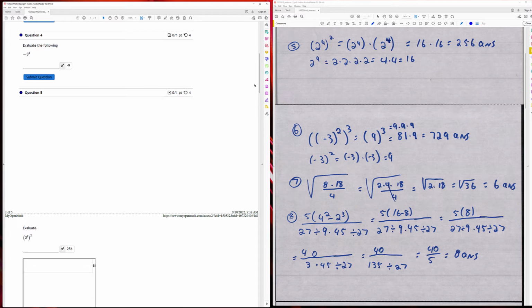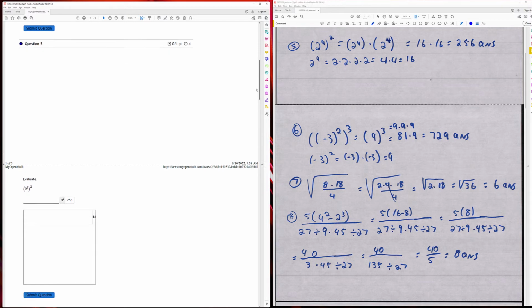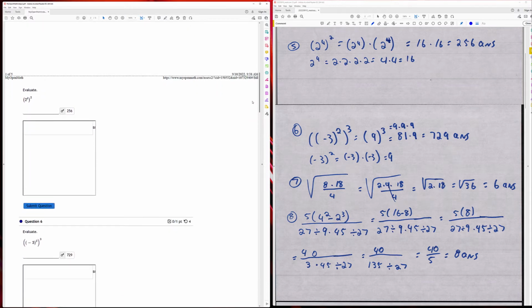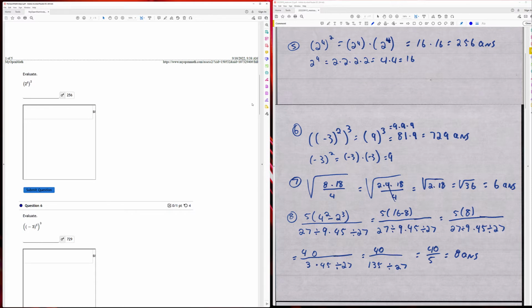Number 5, they ask you to evaluate a function. So we have quantity 2 to the 4th raised to the 2nd power. The 2 to the 4th is being repeated. We can expand it out and see that 2 to the 4th is the same thing as 16. So what I really have is 16 times 16, which is 256.